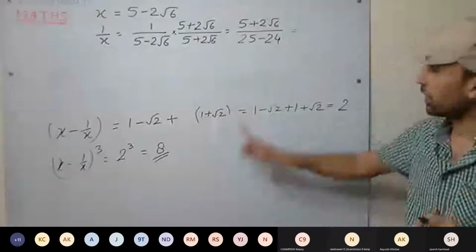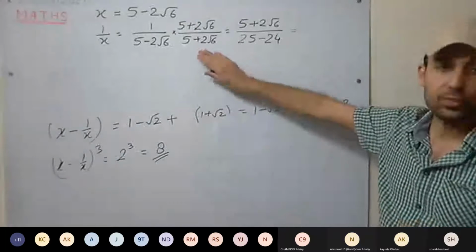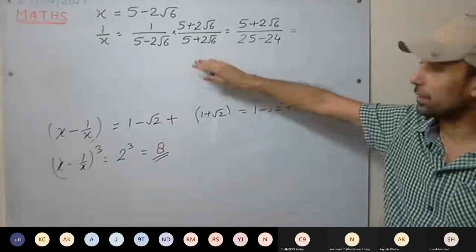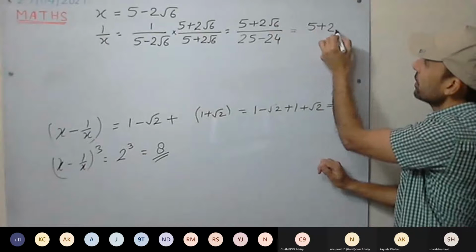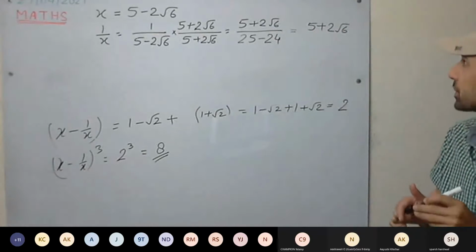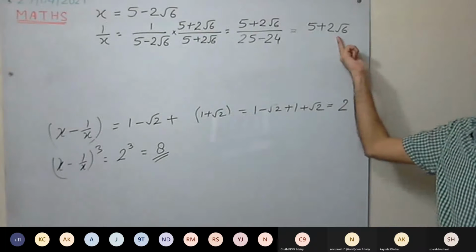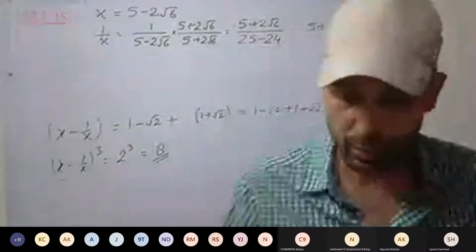If you have a doubt, anyone, ask immediately. Don't ask after the completion of the question. Better ask whenever the doubt arises, ask immediately. Okay, so it will be how much? It will be 5 plus 2 root 6. We have got the value of 1 upon x.